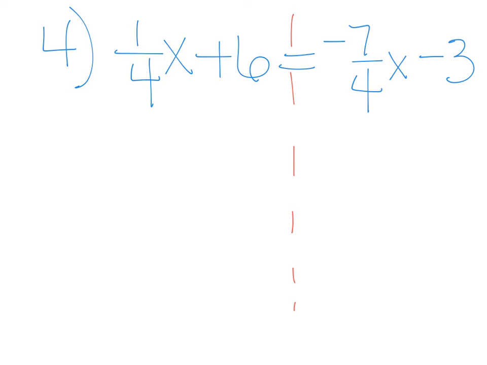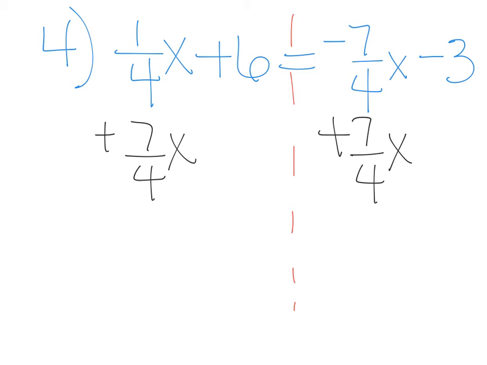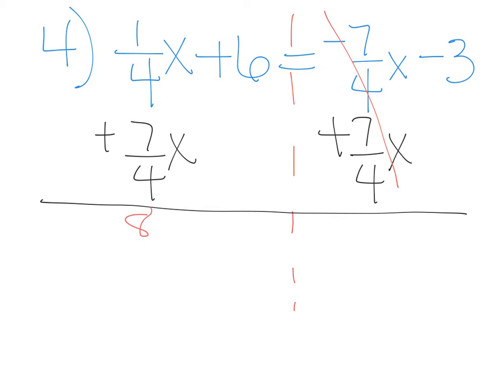And if I want to move the variables to the left side and I have a negative 7/4, the opposite of negative 7/4 is I'm going to add 7/4 x to both sides. So I'm doing the same thing, I just have to deal with these fractions. So when I do that, on the right side, negative 7/4 plus 7/4 cancels out. On the left side, I get 1/4 plus 7/4 is 8/4 x. Bring down my plus 6 equals -3.